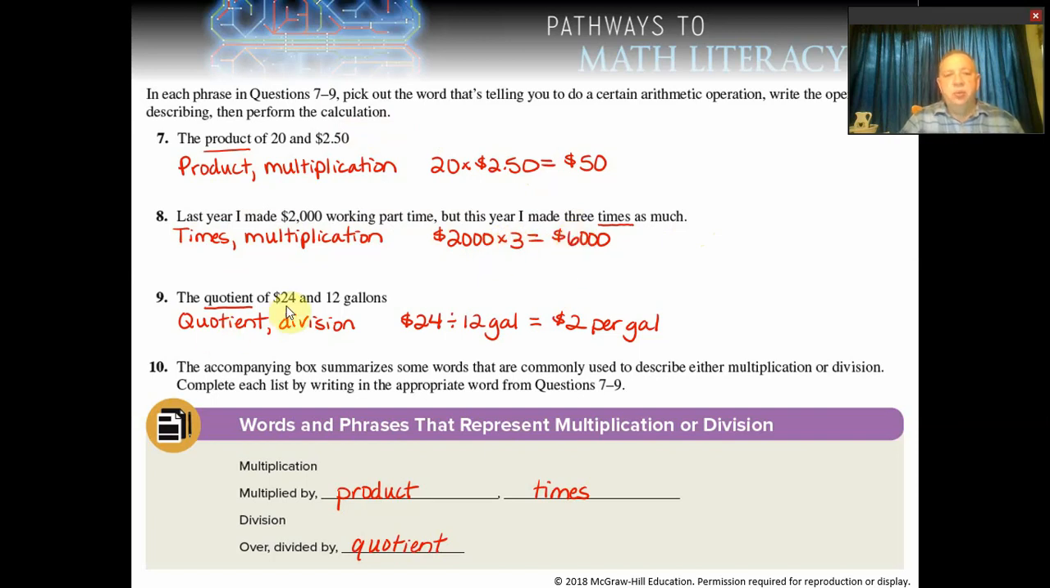And then the quotient of $24 and 12 gallons. The quotient of 24 on top and 12, there's the division. So the quotient gives us the same thing as division. That's going to be $2 per gallon.